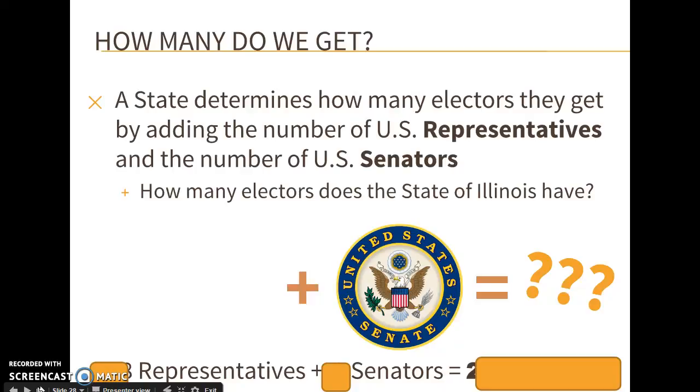So, a state determines how many electors they get by adding the number of representatives and the number of senators. And so, if you recall from last unit, on the legislative branch, the number of representatives is based on the state population, and the number of senators is always 2. So, let's figure out how many Illinois has. It has 18 representatives plus 2 senators, means we have 20 electoral votes.